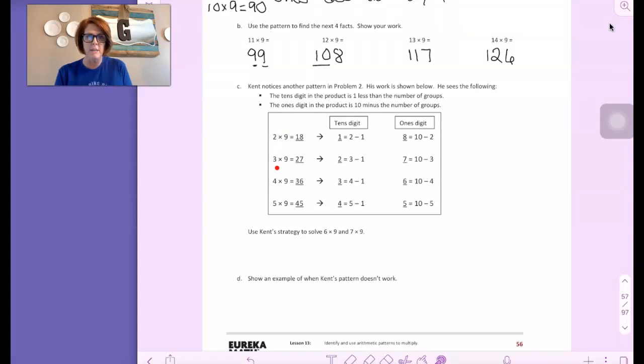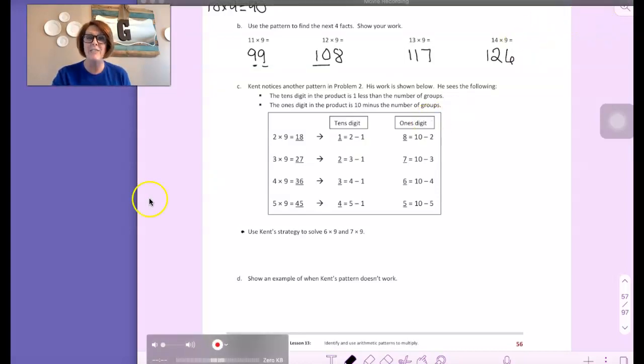Look at 3 times 9. The tens digit of the product of 3 times 9 is 1 less than the number of groups, and the 7 in the ones place is the result of 10 minus 3. Same for 4 times 9. 3 in the answer is 1 less than the number of groups, and the 6 in the ones is 10 minus the number of groups. Same thing for 5 times 9. Go ahead and pause the video and use Kent's strategy to solve 6 times 9 and 7 times 9.